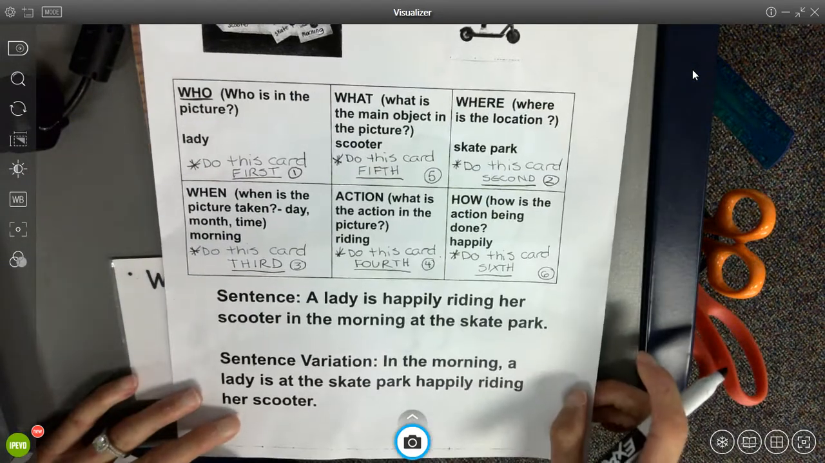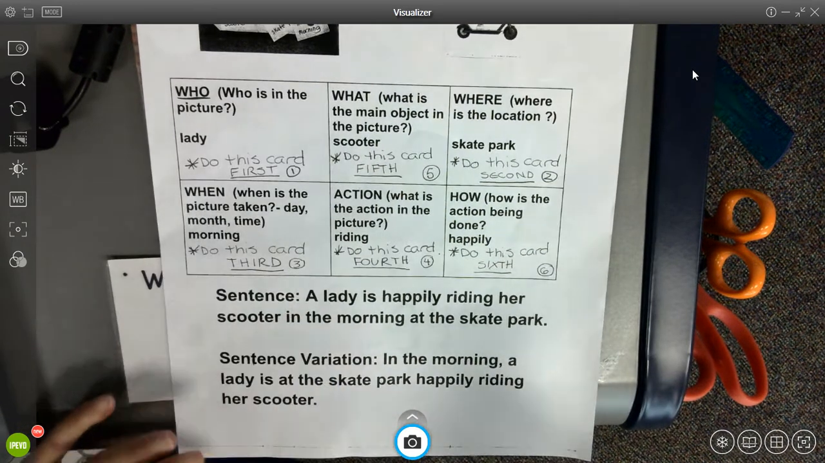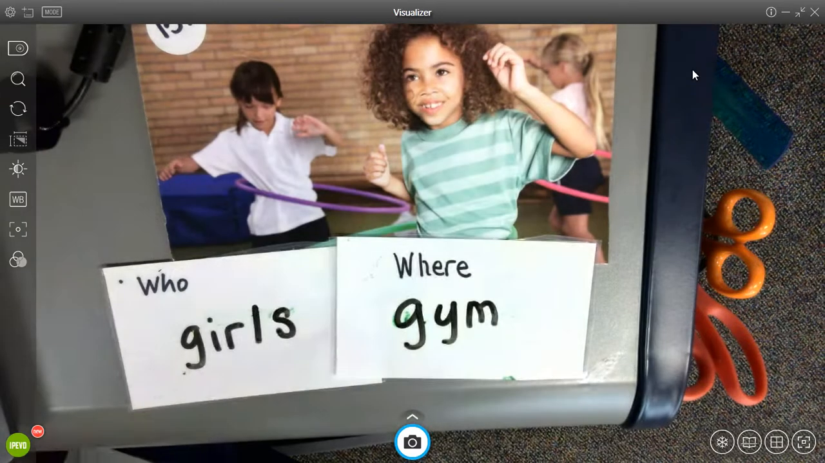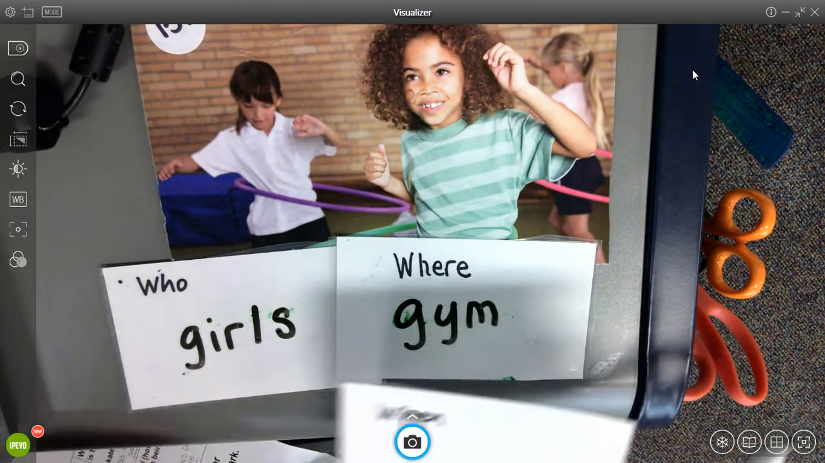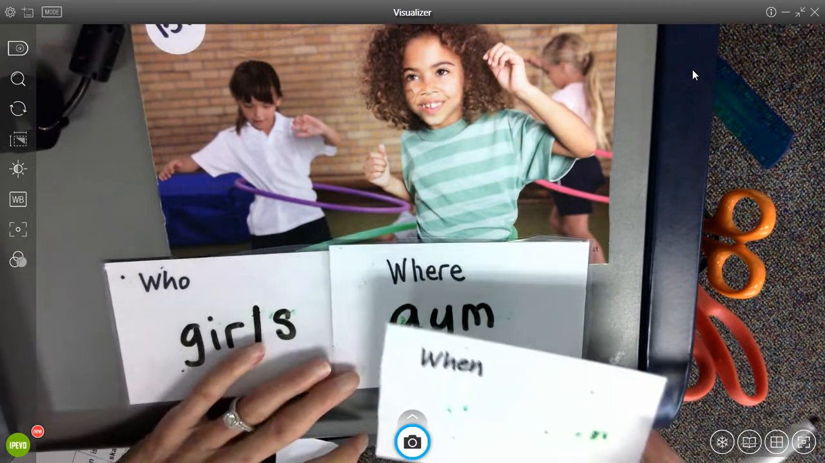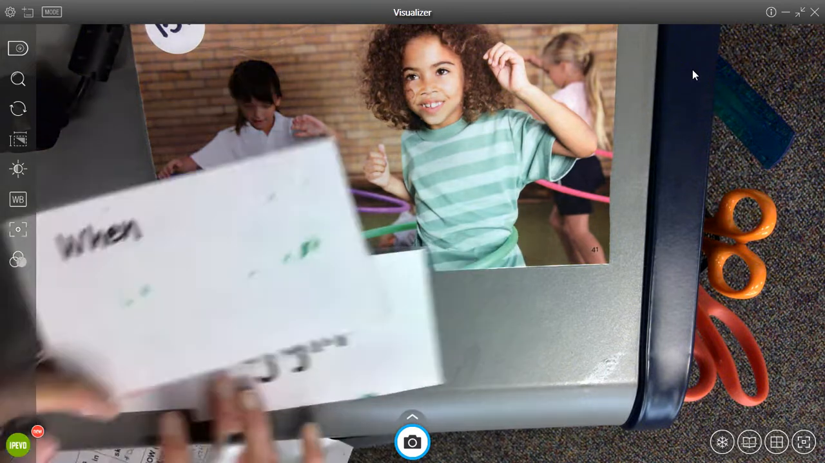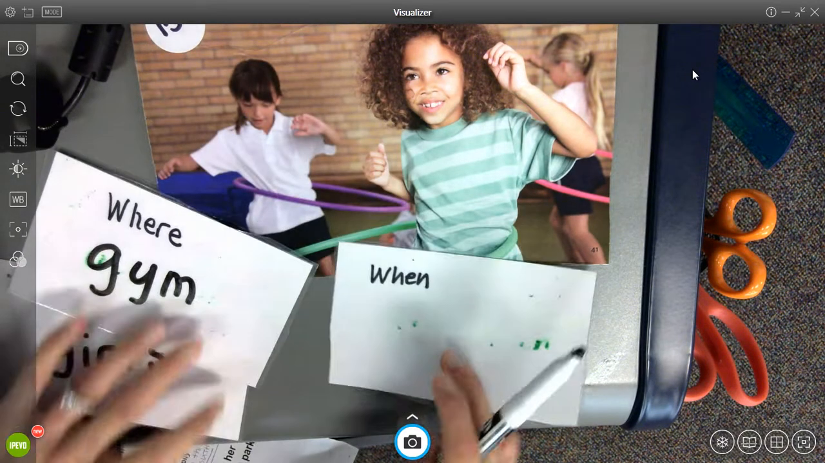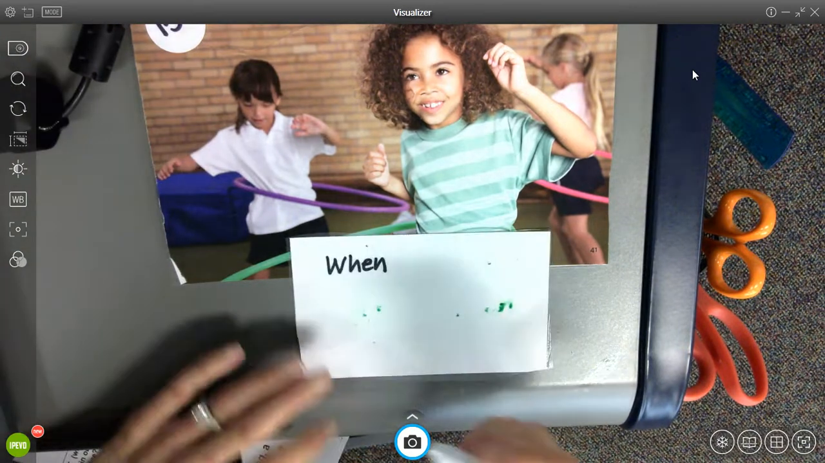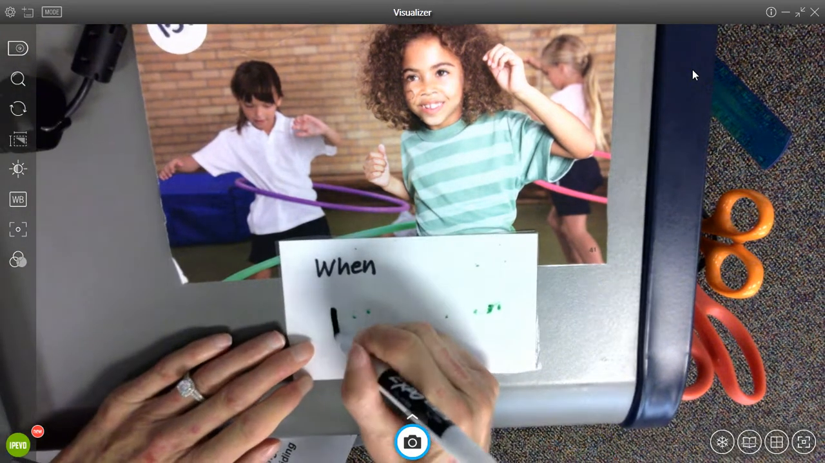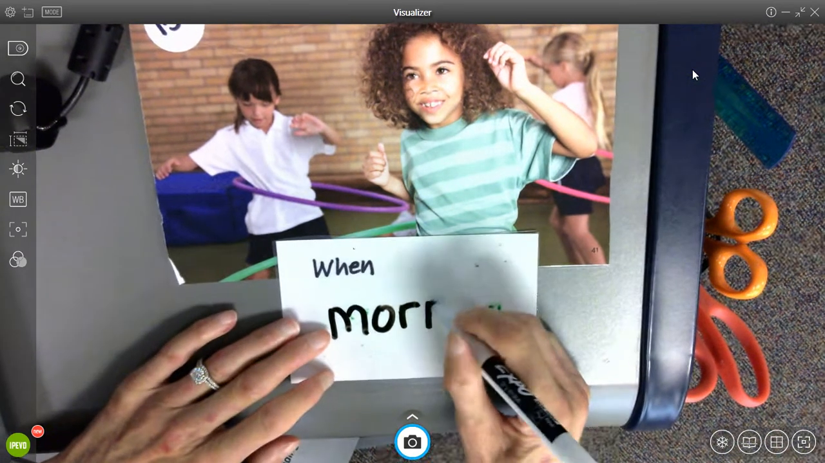It says the third card I should do is the when card. So I'm going to pull out my when card. And remember, my when is when is this picture taken? Is it in the morning, in the afternoon? Is it in September, October? I'm just moving my other cards away because I don't have enough space here. So I'm just going to say morning. And again, we can use our imaginations and our best guesses.